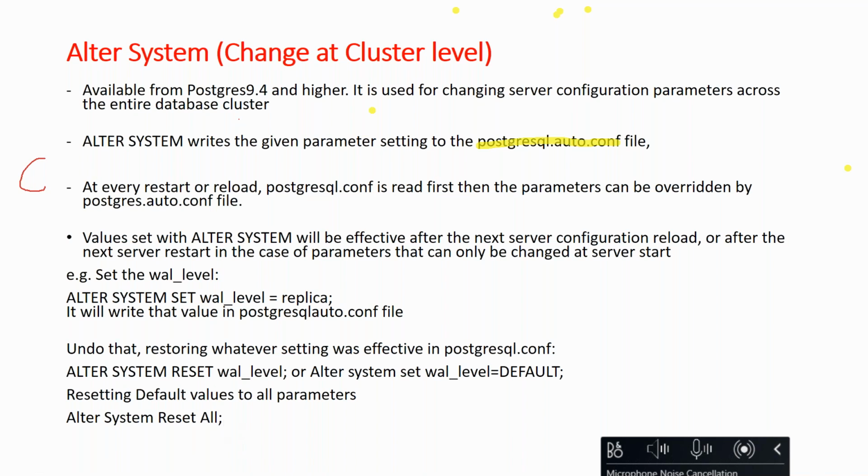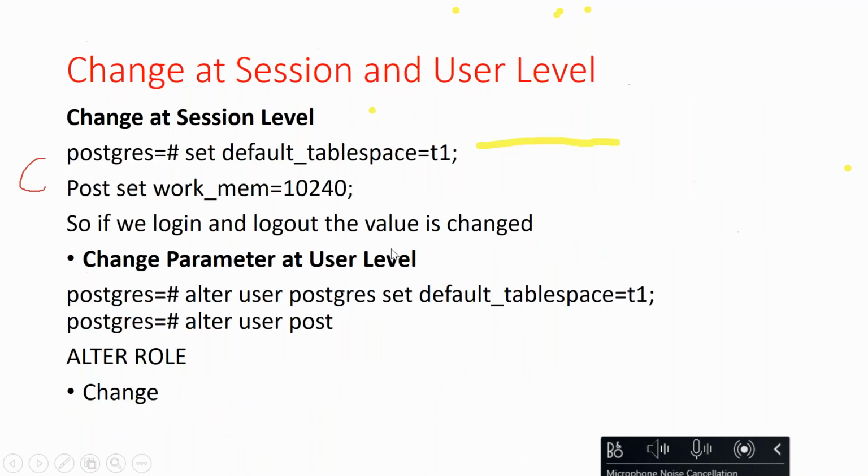So PostgreSQL.conf will contain the default settings. If I want to change anything, that will make an entry in the auto.conf file. You can see this file, PostgreSQL.auto.conf, right? Now, if you want to reset and go back to the default settings or the previous value, you can do an alter system reset wal_level, or you can say alter system reset all.